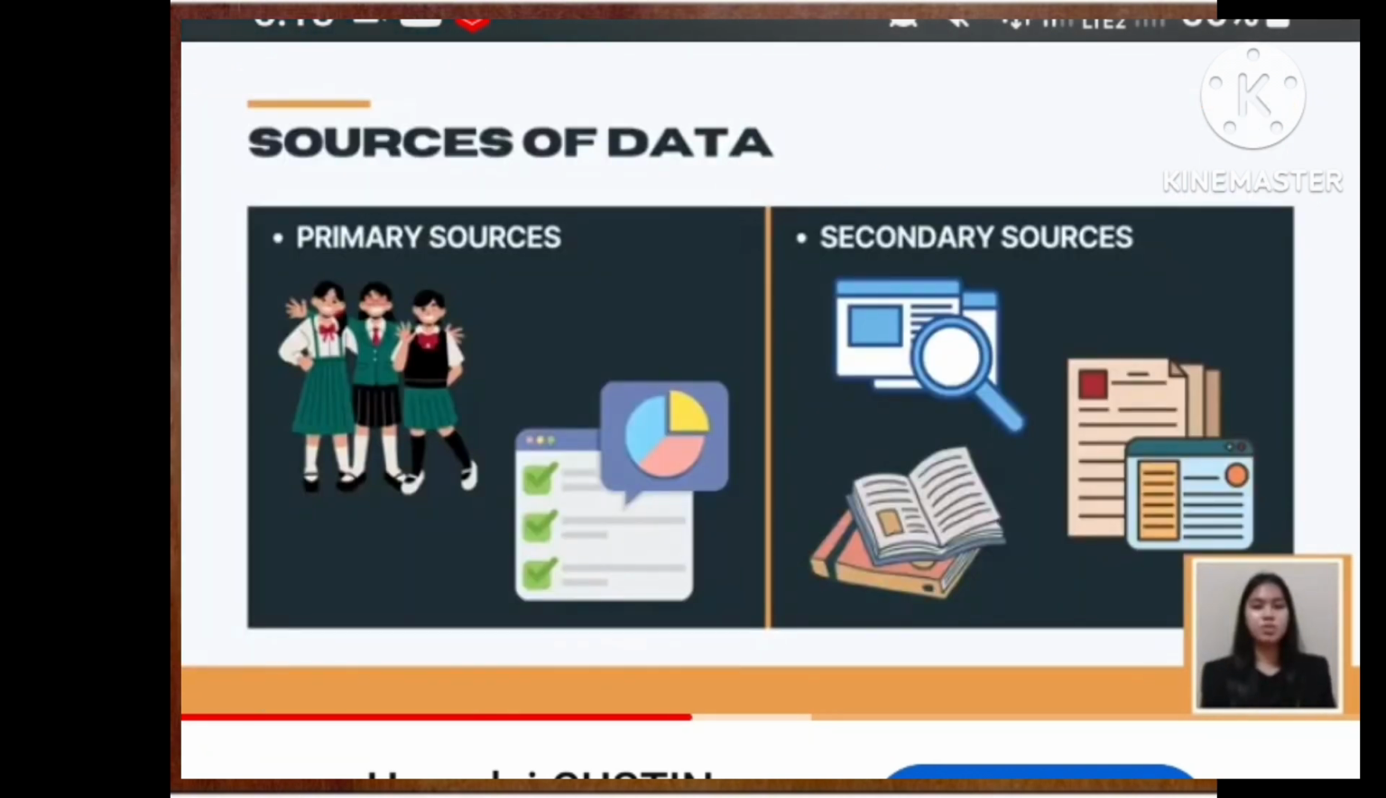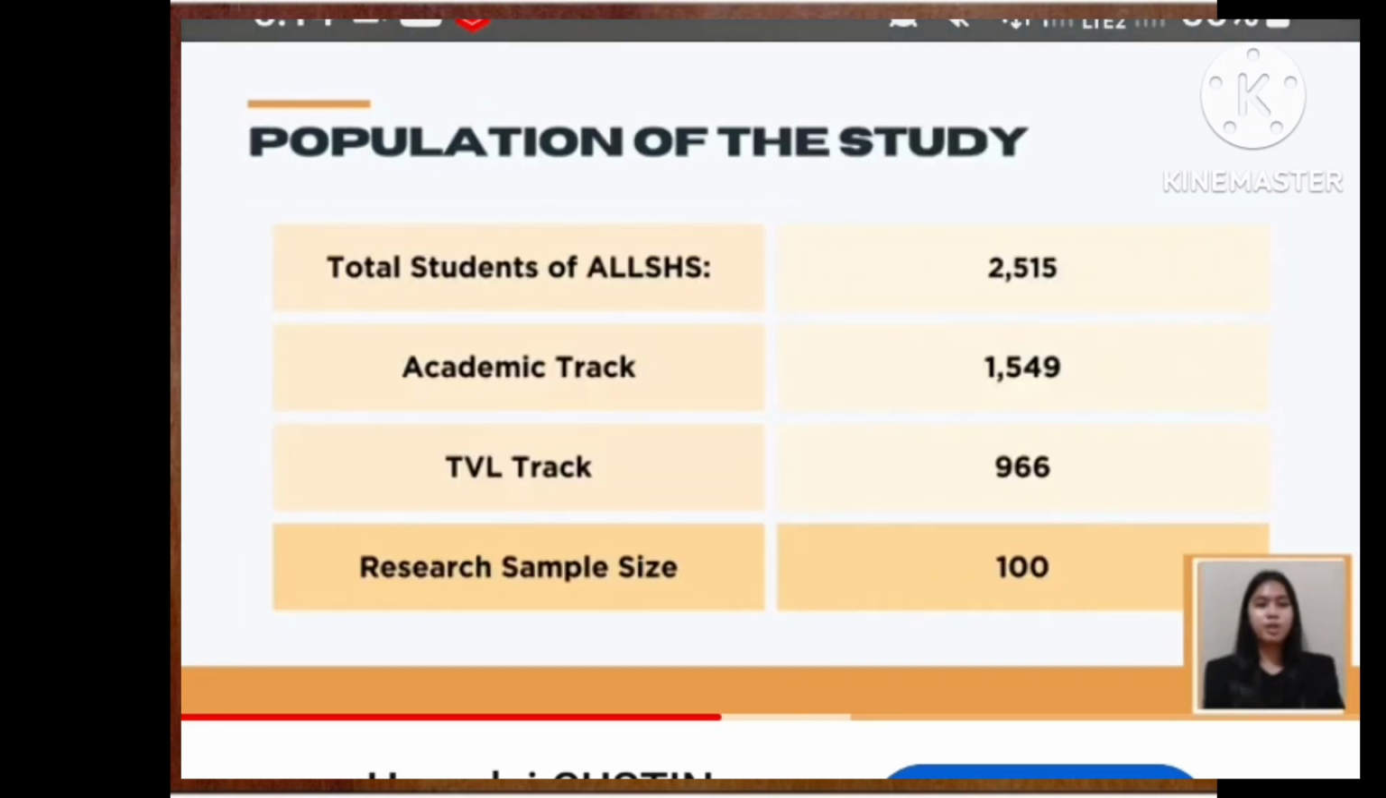Sources of data. The study had two sources of data, primary and secondary sources. The primary sources of data were the selected all students for the school year 2020-2023 located in Manila, Cavite. The secondary sources of data were theses, journals, studies, articles in the internet deemed necessary to gather the needed information for the study.